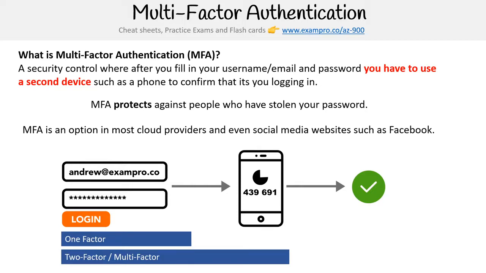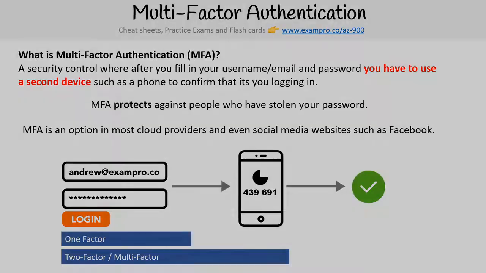And pretty much what's common is to use your phone and to install an app on your phone. And then what that phone will do is it will give you a random number that expires every 10 seconds or so. You have to enter that in with your username and password, or as the second step, and then you gain access to Azure portal.